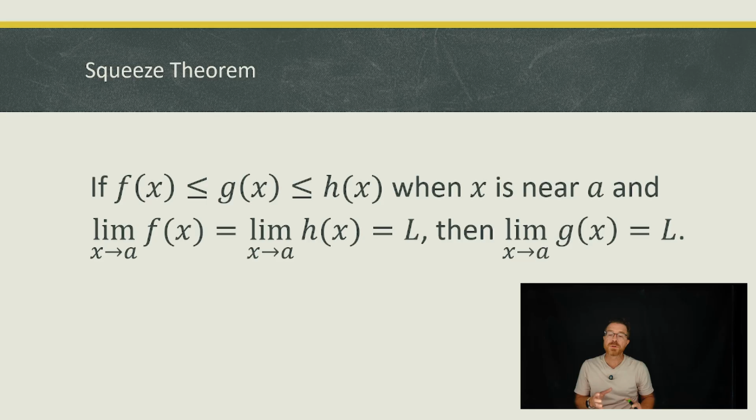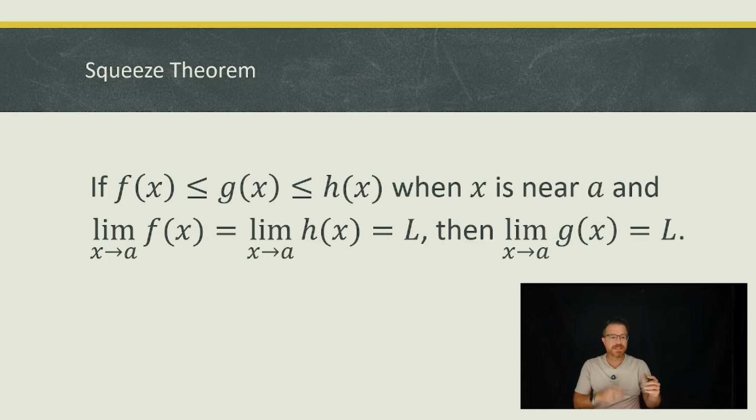Next, I want to introduce what's called the Squeeze Theorem. This says that if we have f of x less than or equal to g of x, which is less than or equal to h of x, where x is very near a, and the limit as x approaches a of f of x is equal to the limit as x approaches a of h of x, which is equal to L, then that means that the limit as x approaches a of g of x has to also be L.